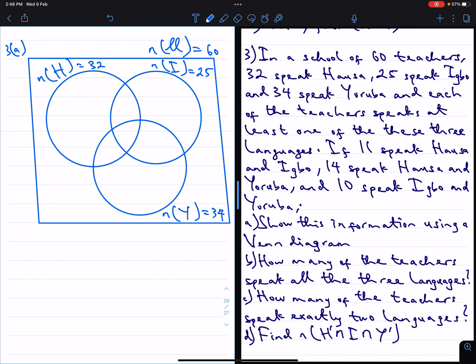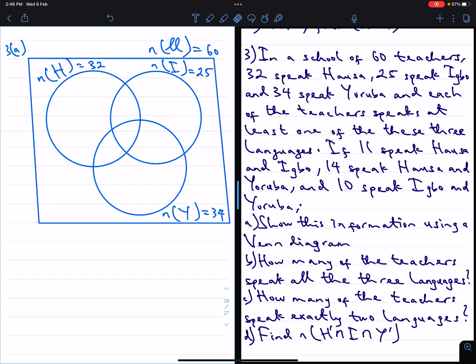14 speak Hausa and Yoruba. That means the whole of this Hausa and Yoruba. This is Hausa and this is Yoruba. The whole of this is 14, which is a combination of those who speak only Hausa and Yoruba, and those who speak Hausa, Igbo and Yoruba. And 10 speak Igbo and Yoruba. This is Igbo and this is Yoruba. So the whole of this is 10. That represents those who speak Igbo and Yoruba, which is a combination of those who speak only Igbo and Yoruba and those who speak all the three languages.